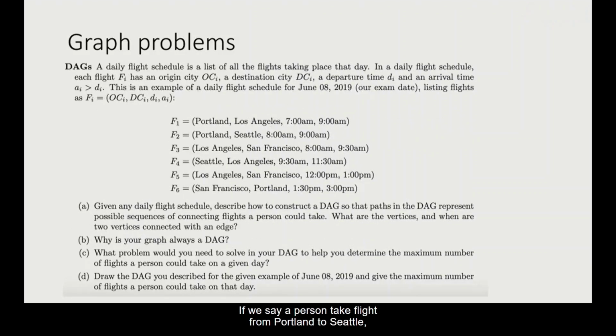So if we say a person takes a flight from Portland to Seattle, he reaches Seattle at 9 a.m. Then there is a flight from Seattle to Los Angeles which departs at 9:30 a.m. So here both conditions are satisfied, which we saw in the first answer: the departure time is greater than the arrival time of the first flight, and yes, the destination of the first flight is equal to the origin of the second flight.